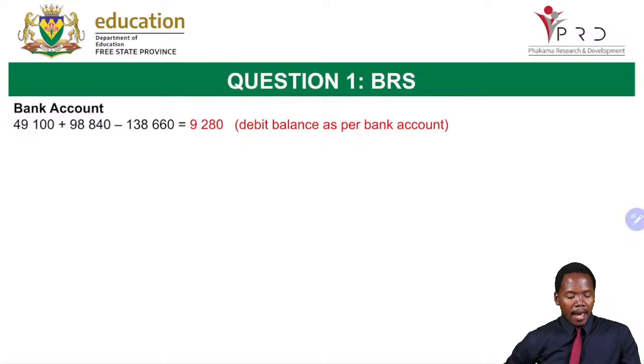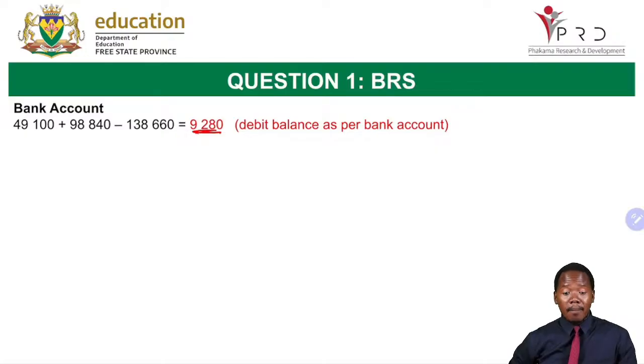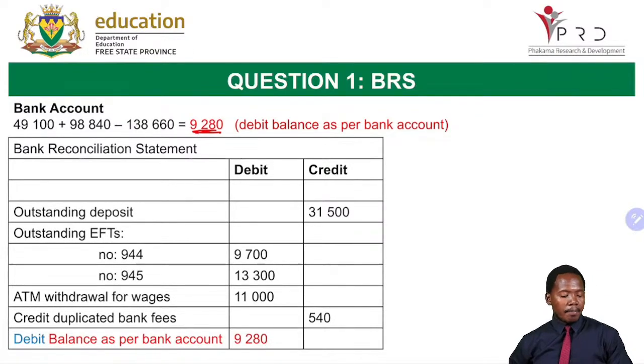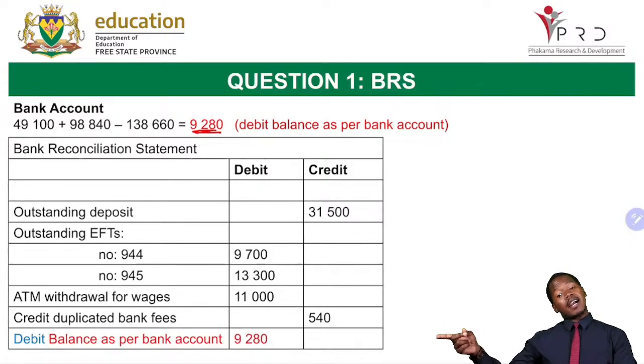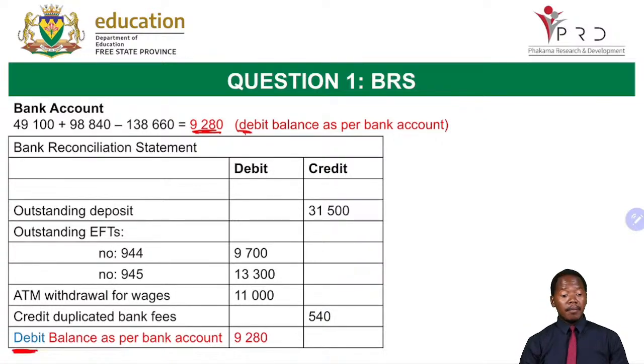Now let us look at our bank account. This is what we have already done. Now we want to finalize our bank reconciliation statement. For our bank reconciliation statement, we are going to go back to the bank account we have calculated. Remember, we got a debit balance. Now we come here, and we are going to record it as debit balance as per bank account.